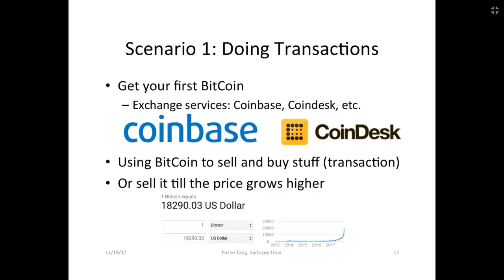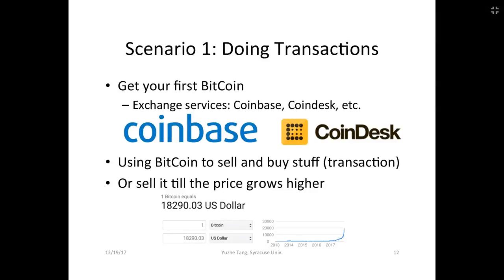The first scenario is about doing transactions, which is the main purpose of having the blockchain in the first place. As I mentioned before, for any currency, you first have to get the money, create the money, and then you can use the money, spend the money in transactions during the circulation phase. Okay? So in Bitcoin, it's the same thing.